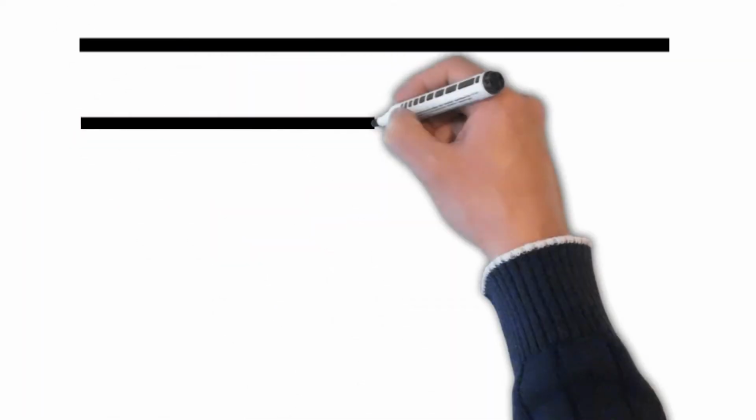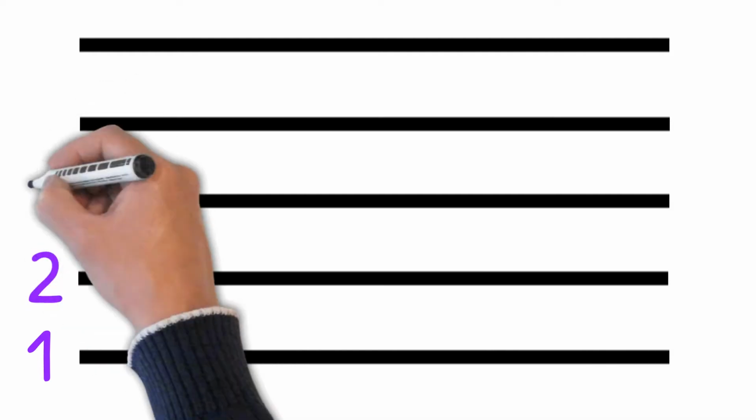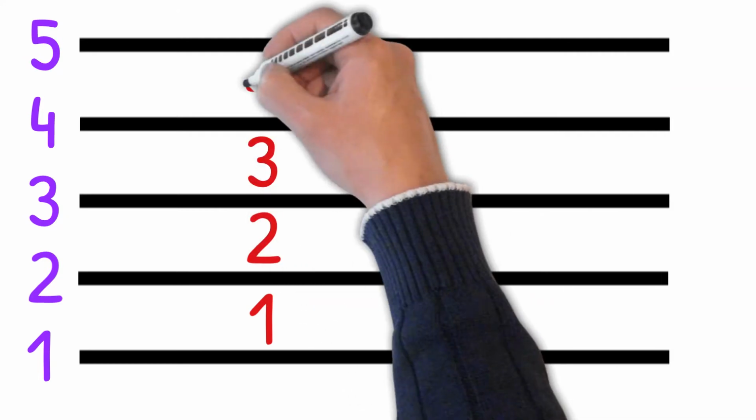The staff is a group of five lines to organize notes. There are five lines and four spaces. The lines are numbered 1 through 5, starting from the bottom. And the spaces are numbered 1 through 4, also starting from the bottom.